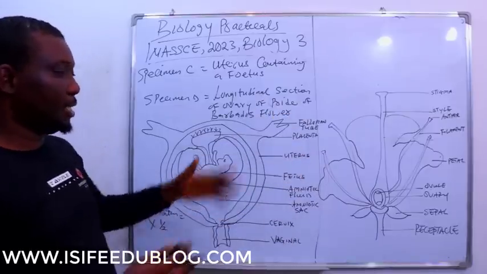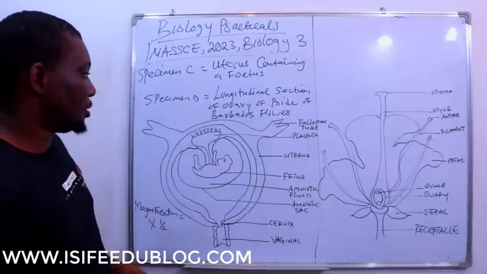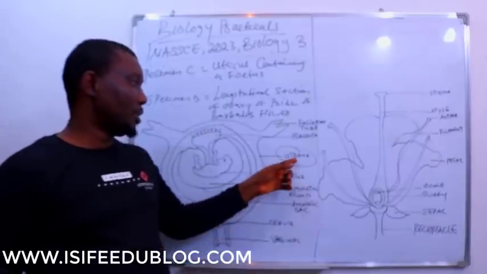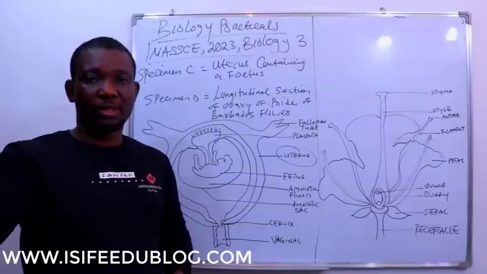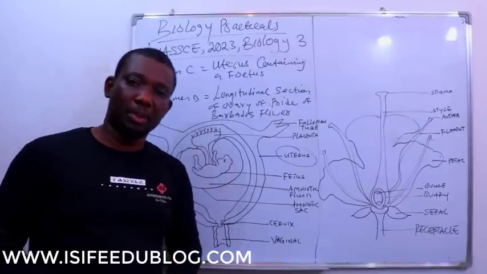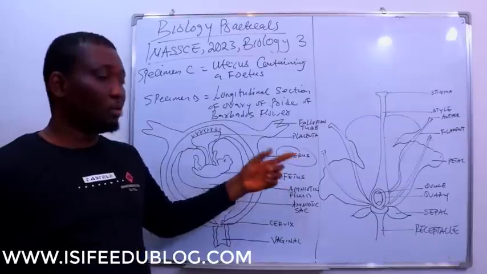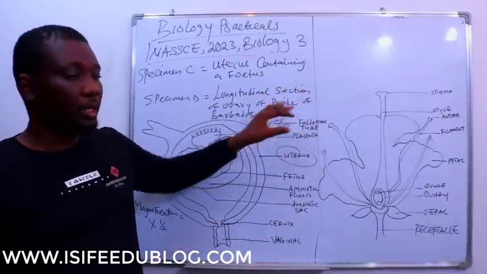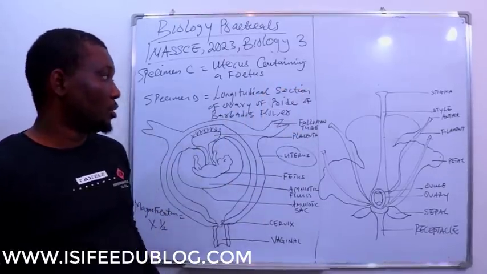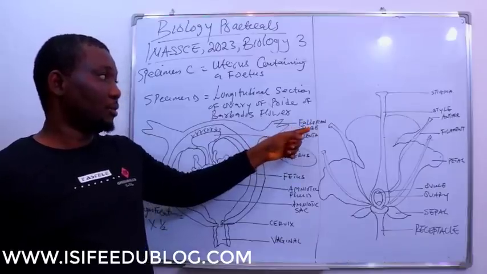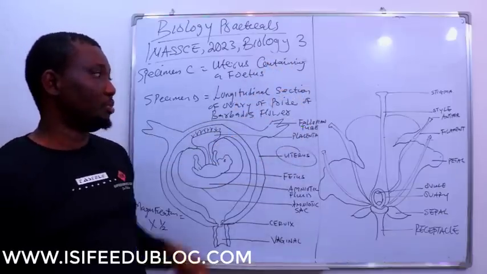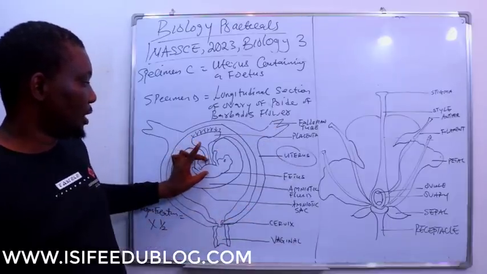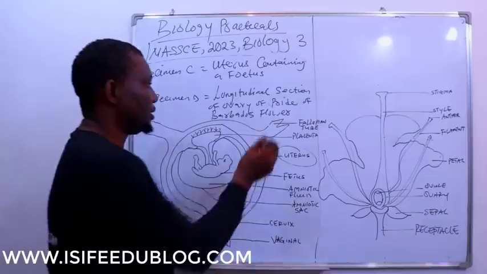Okay, these are the things you see here. Let's discuss some of the functions of this. This is called the womb or uterus. At our level, we refer to this as uterus. But at advanced level, maybe those of you that will end up studying medicine, this will be called womb at that level. This is a fallopian tube. This is what it is called at the advanced level, but at our level, it should be called oviducts. Okay, oviducts.